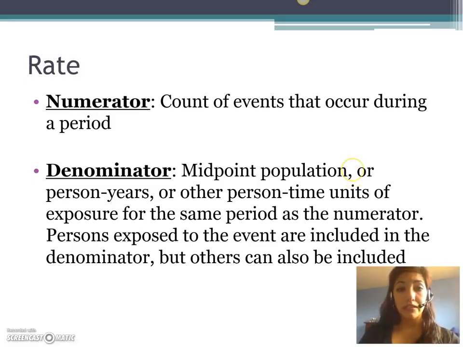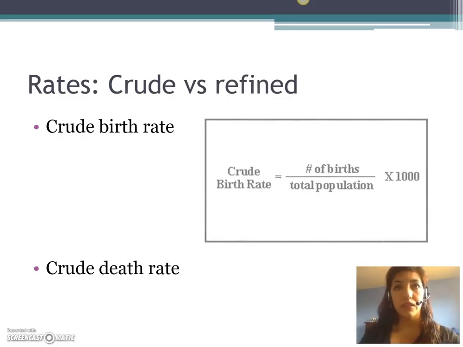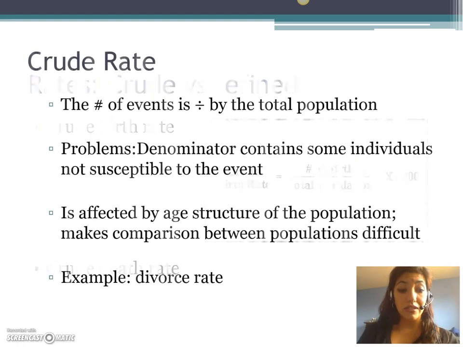Now, the only thing with the rate, we look at sometimes different types of rates because there could be people in the denominator that aren't exposed to the event, and that could give you maybe a more distorted or skewed number. So there's crude and refined rates. Okay, so crude rate is the initial number that you get divided by an X number of the total population. So for example, crude birth rate would be the number of births divided by the total population times 1,000. Okay, and you get a birth rate. You do the same with the death rate.